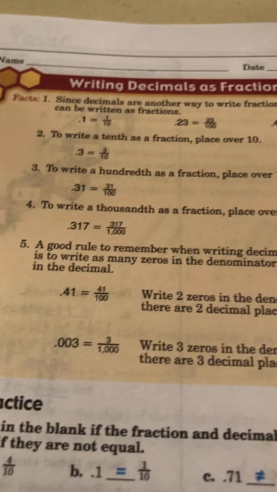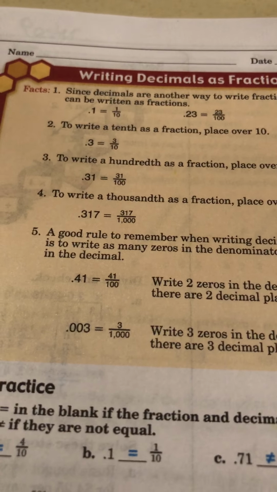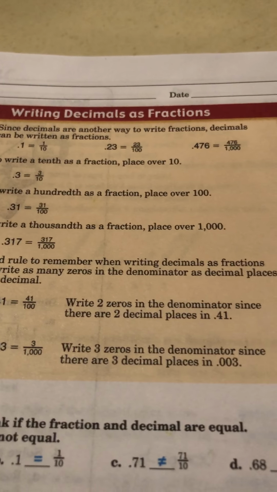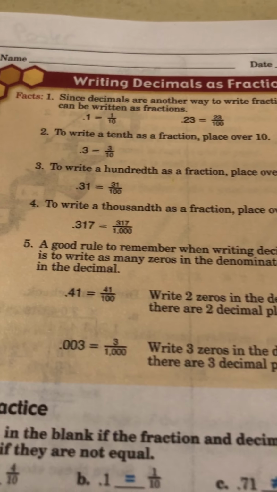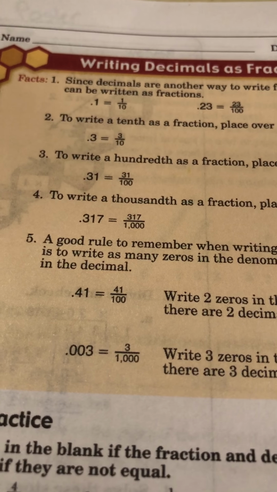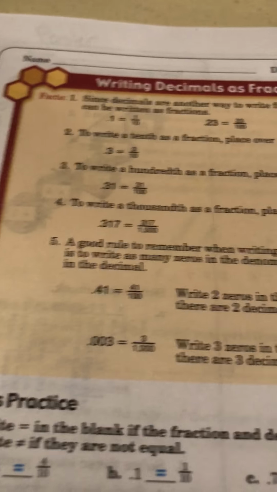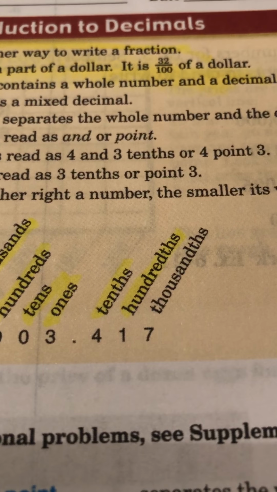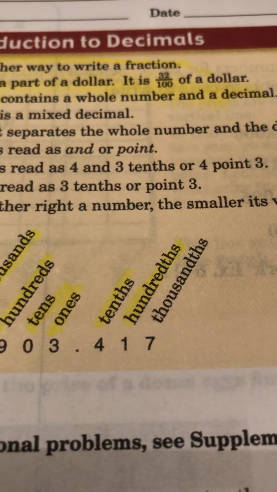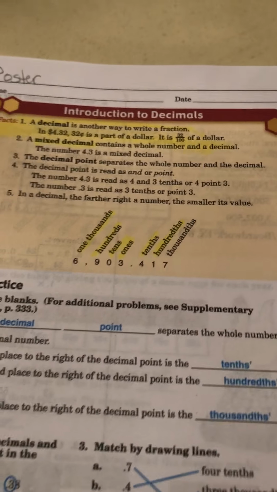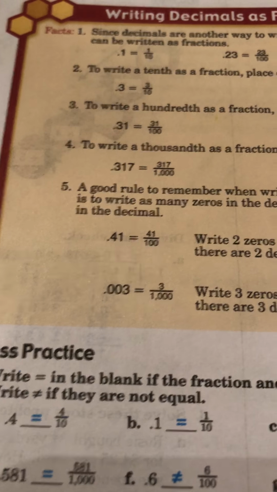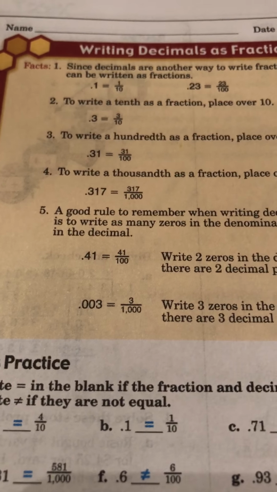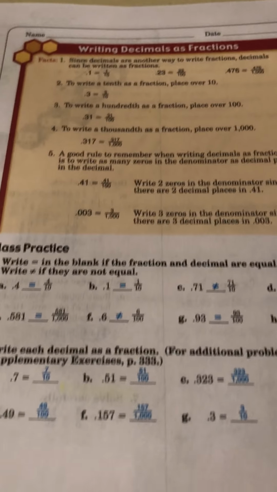Okay, 0.003 is actually 3/1000. So you write 3 zeros in the denominator since there are 3 decimal places in 0.003. Does that make sense? Kind of in my mind, how I think about it is like this. If you have tenths, I've got 1 zero. Hundredths, 2 zeros. Thousandths, 3 zeros. And you know that a 10 has 1 zero, 100 has 2 zeros, and 1,000 has 3 zeros. So you can kind of think about it either way you want.